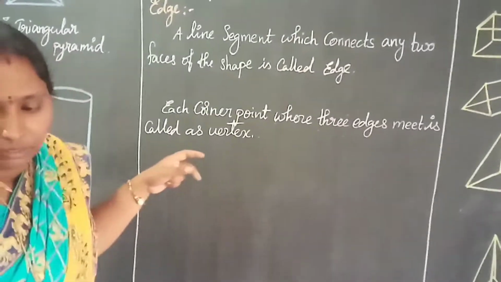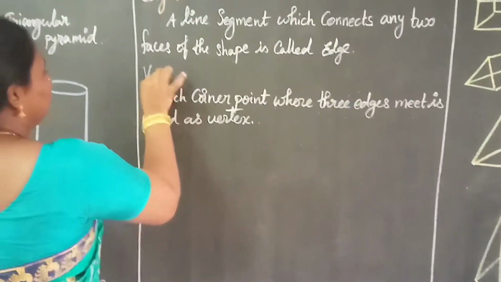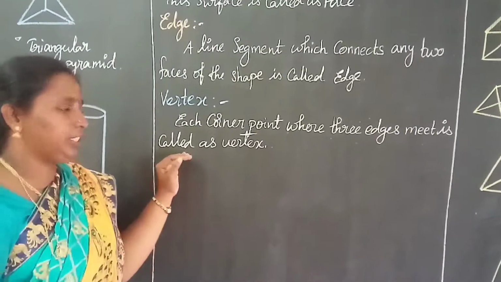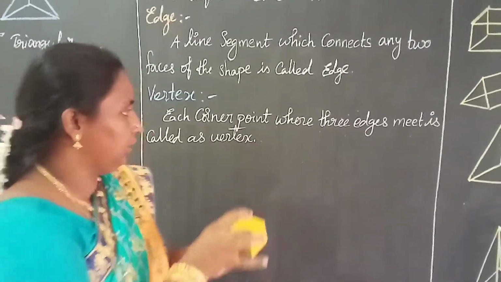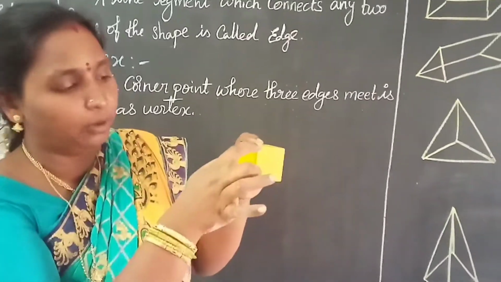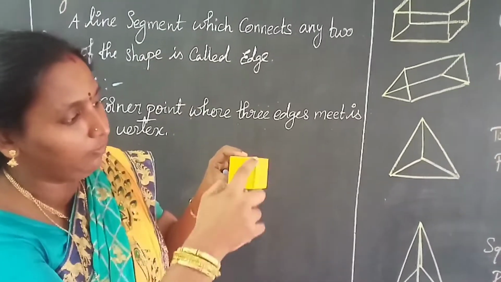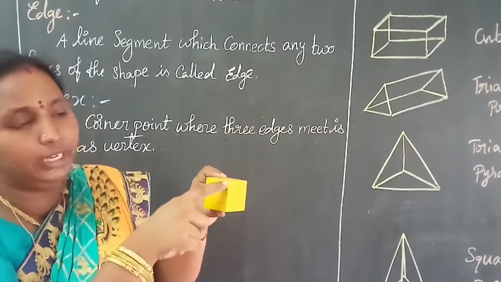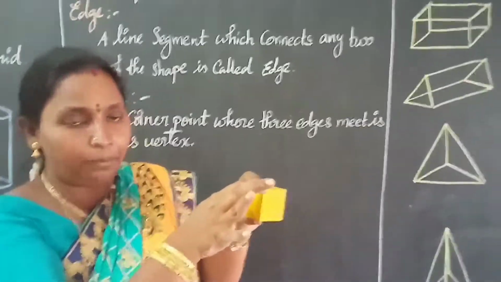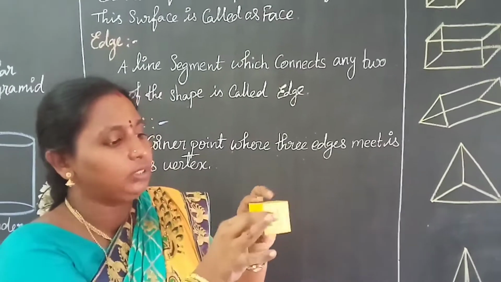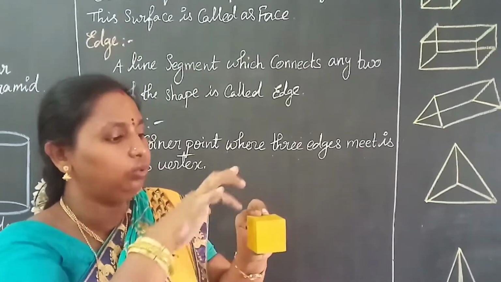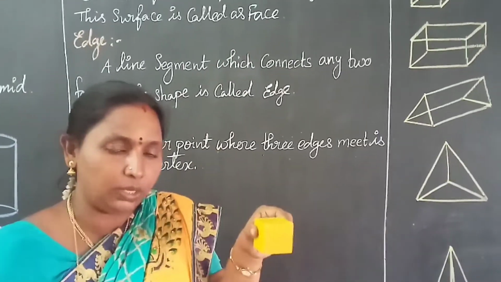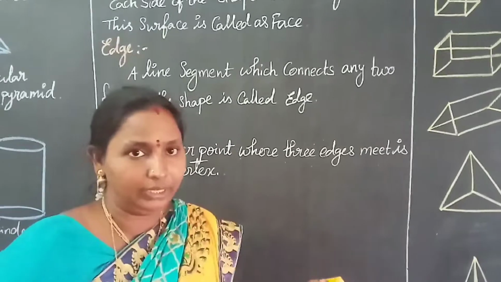Okay. Next, third one, vertex. So what is meant by vertex? Each corner point where 3 edges meet is called a vertex. See, in this corner point, this is one edge, this one is one edge and this one is one edge. So three edges are joining at one point. This corner point is called a vertex. Now see how many vertices are there. 1, 2, 3, 4, 5, 6, 7, 8. How many vertices for a cube? 8 vertices.